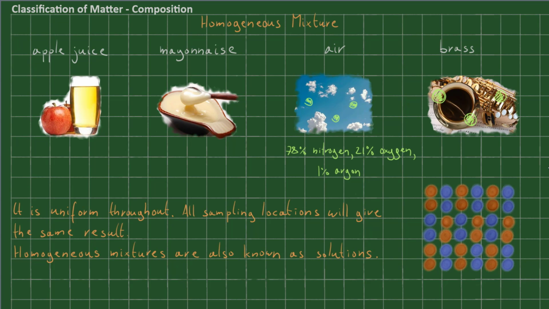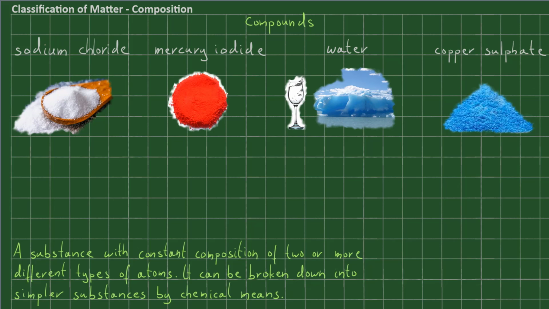Alright, let's look at compounds next. A compound is a substance with a constant composition of two or more different types of atoms. Unlike an element, a compound can be broken down into simpler substances by chemical means. Examples of compounds are sodium chloride, commonly known as salt, mercury iodide, water, and copper sulfate. Most of the chemicals that chemists play with are in fact compounds.